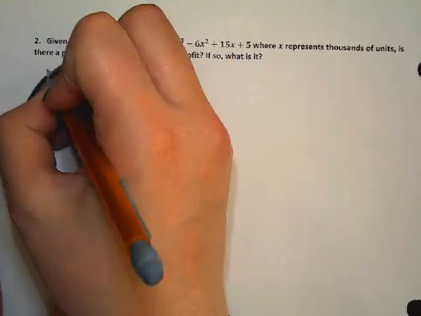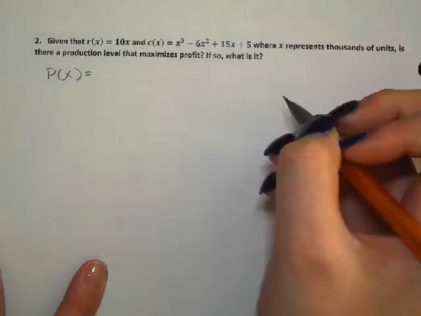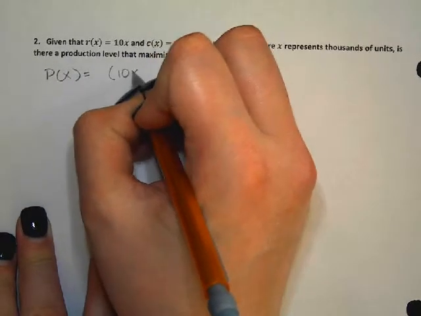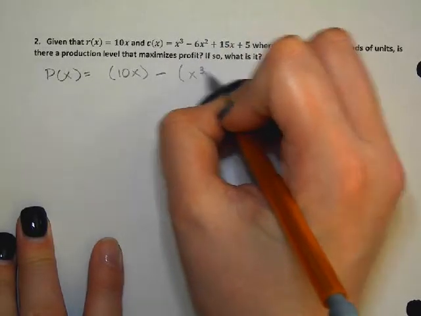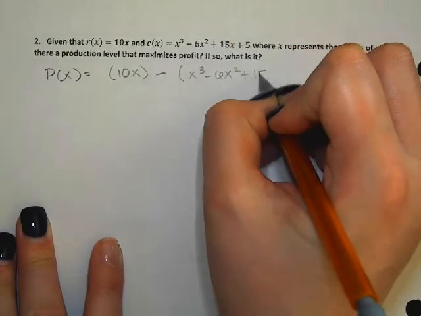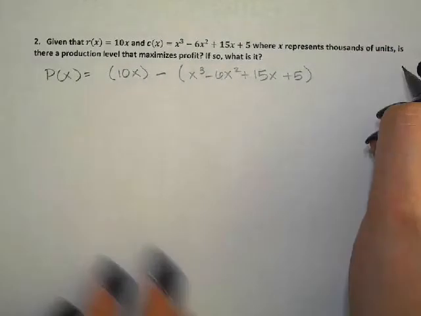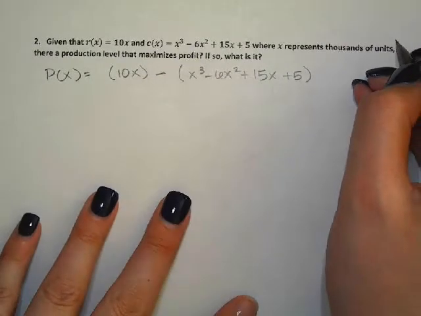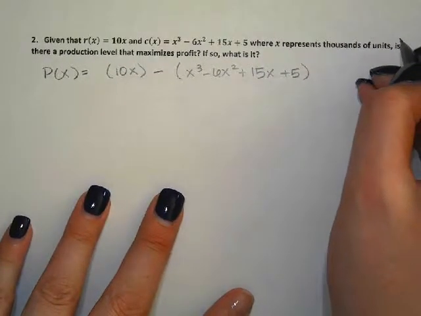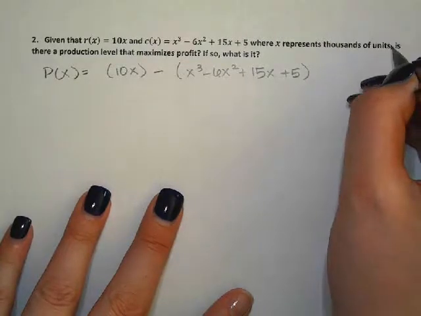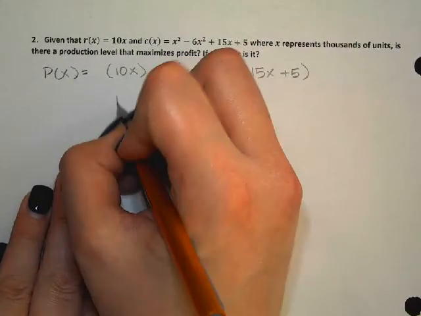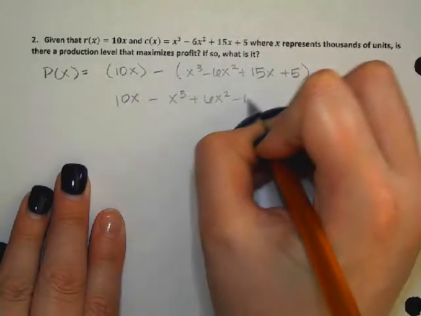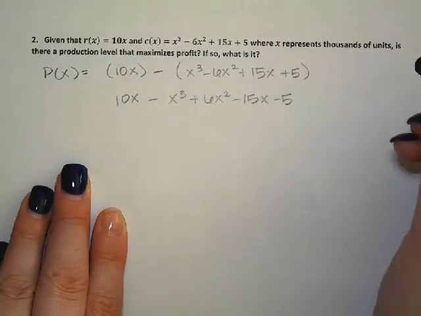So we're going to do it in a slightly different order. P of x is R minus C. I know, I'm making you do it a different way. The process feels different. All right, so we've got 10x minus x to the third plus 6x squared minus 15x minus 5.